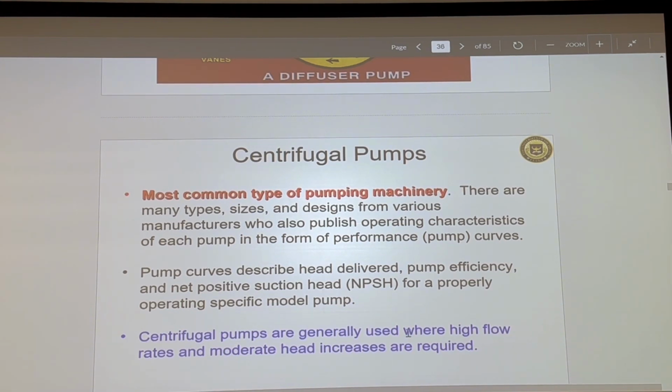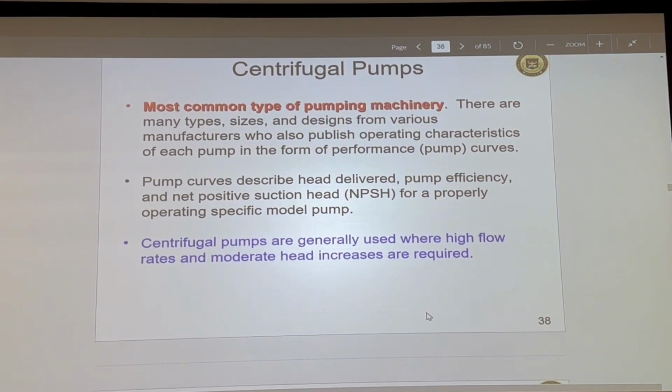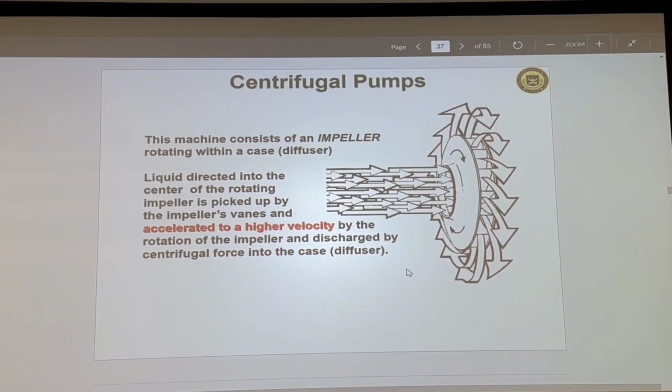Centrifugal pumps are generally used where high flow rates and moderate head increase are required. I think we talked about it. A golf course is a good example where you need a high flow, not a lot of pressure. So that's where you use them. Now this gives a little bit more understanding of it.